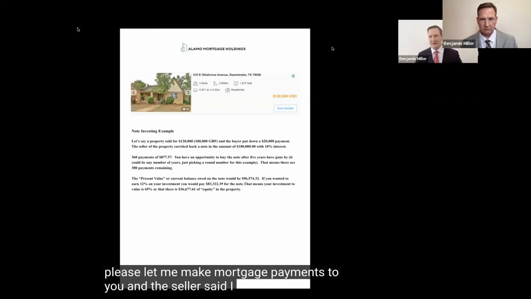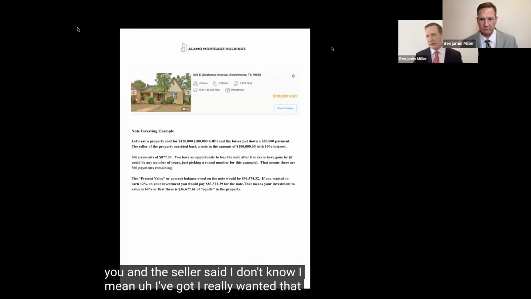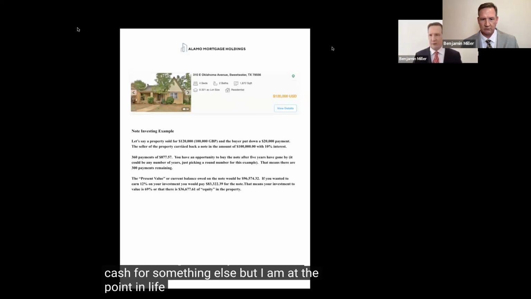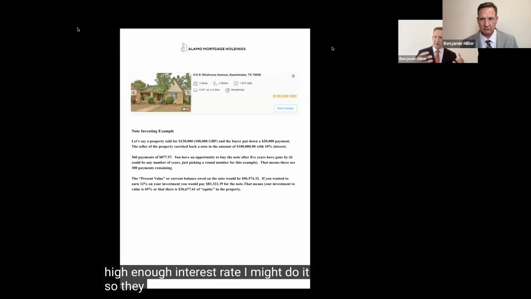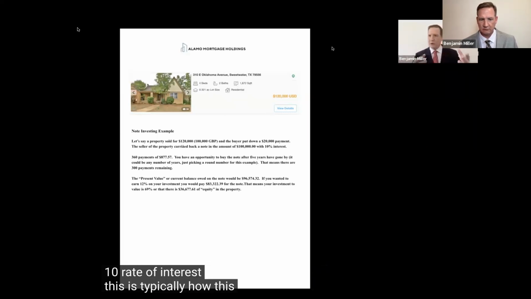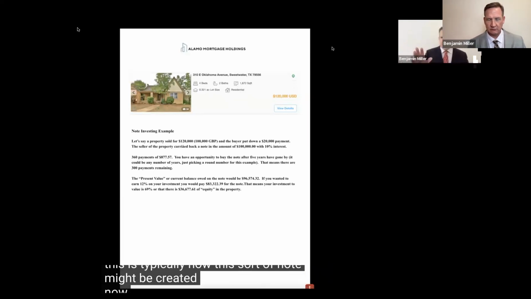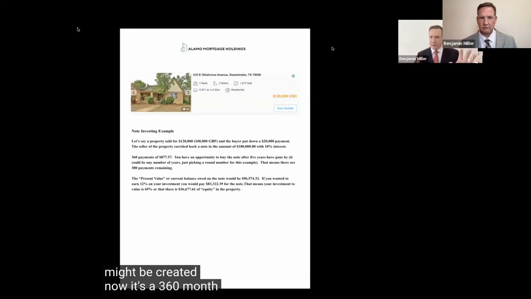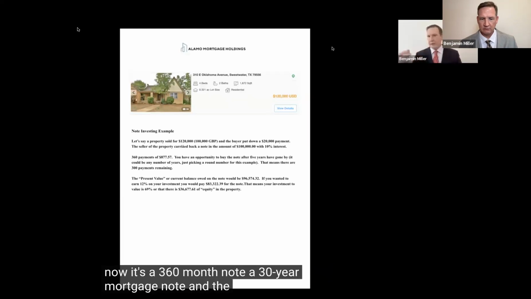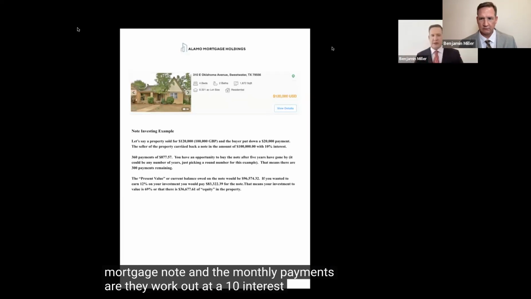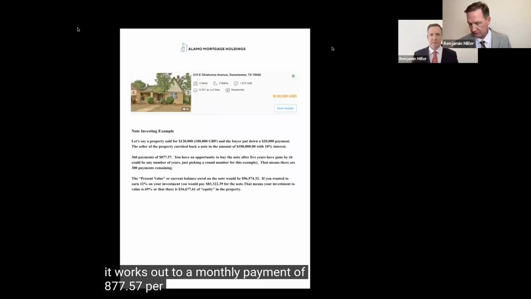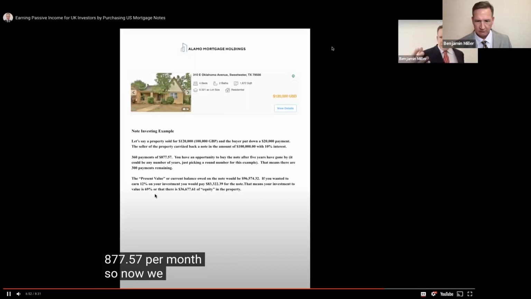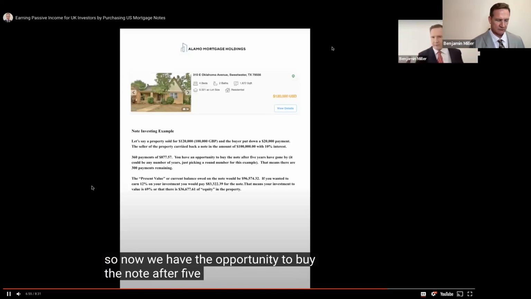And the seller said, I don't know. I really wanted that cash for something else, but I am at the point in life where I don't really need the cash that much. But if you pay me a high enough interest rate, I might do it. So they negotiated and they agreed on a 10% rate of interest. This is typically how this sort of note might be created. Now, it's a 360-month note, a 30-year mortgage note, and the monthly payments at a 10% interest rate work out to $877.57 per month.